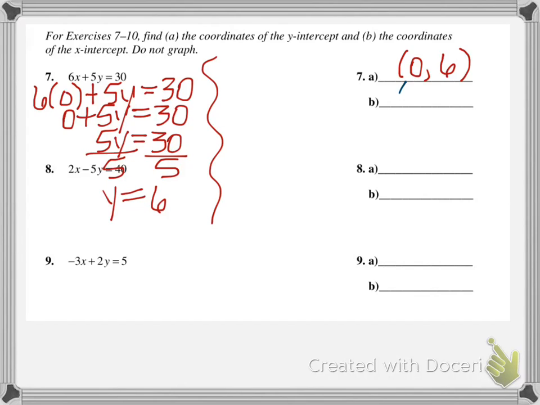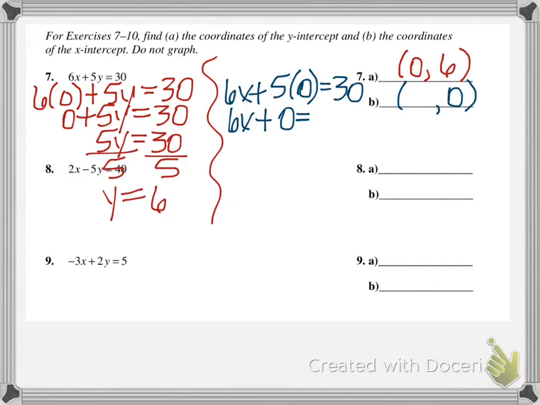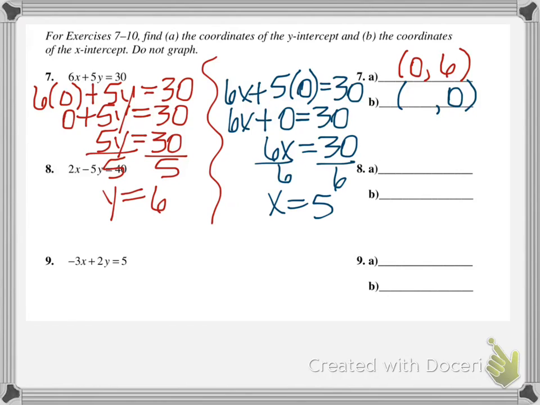Then we're going to turn around and plug in 0 for y and see what x we get, which would be the x-intercept. So 6x plus 5 times 0 equals 30. So we get 6x plus 0 equals 30, which 6x plus 0 is 6x. Divide by 6, and x equals 5. So those are my intercepts. 0, 6 would be my y-intercept, and 5, 0 would be my x-intercept.